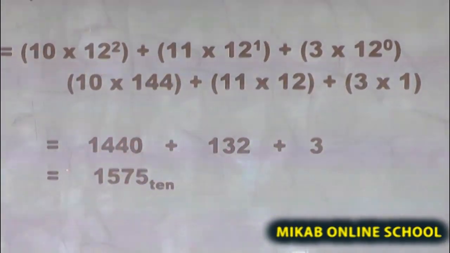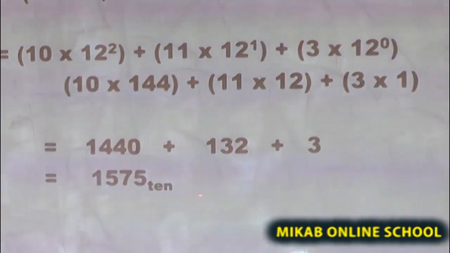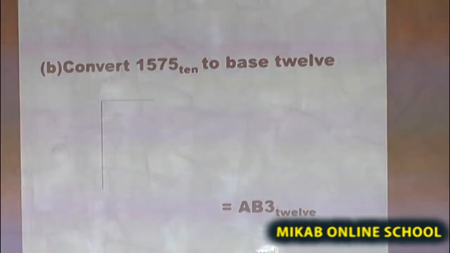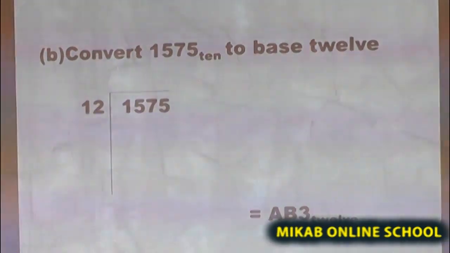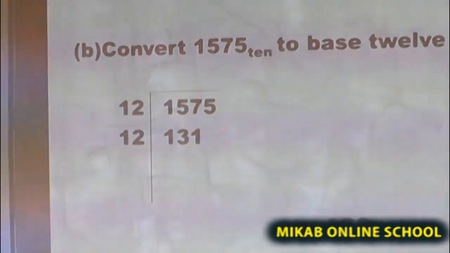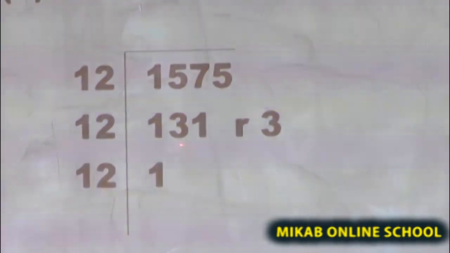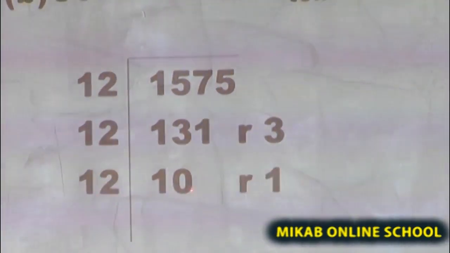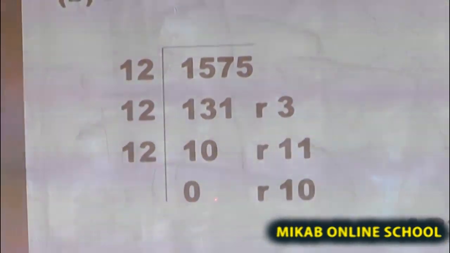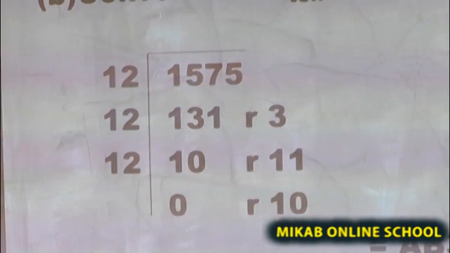Now, I quickly want to try something. We want to try converting this 1575 back to base 12 and see what we will have. So remember, we will continue to divide by 12, because that's what we want it converted into. So 12 into 1575 is going to give us 131 and we'll have a remainder of 3. 12 in 131, I'm going to have 10, remainder 11. Then 12 in 10 is going to be 0. Now I have a remainder of 10.